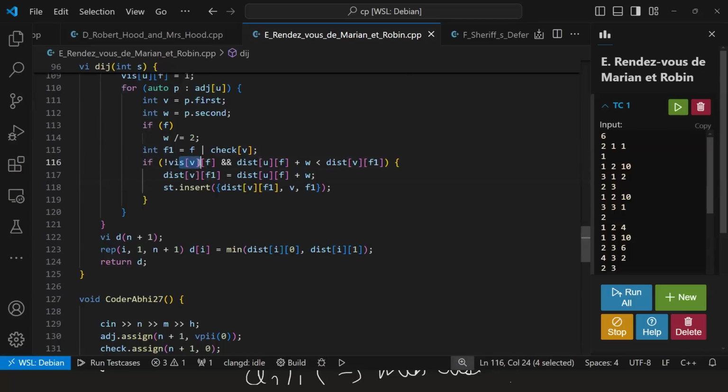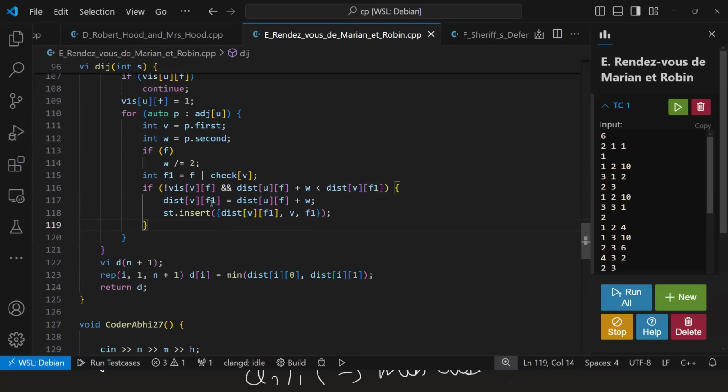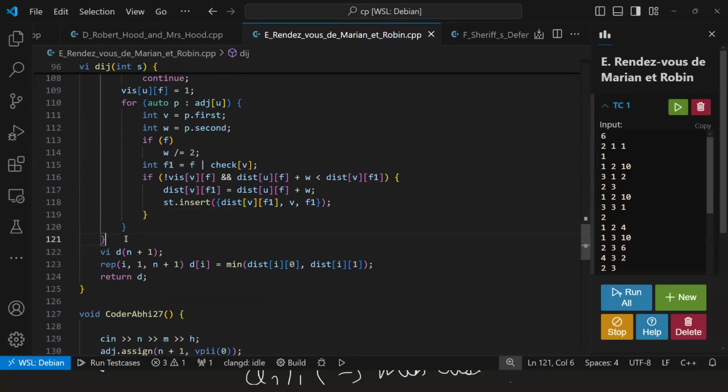So I'm checking if V comma F1 is not visited and its distance plus weight of U is less than the current one, then I'm assigning it. So basic Dijkstra code, for V comma F1 instead of a simple V. And I'm pushing it in my priority queue. I hope this code is clear to you.